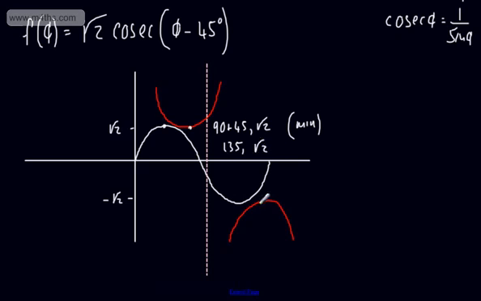Now let's look at this point here. It was here, and that is 270. That was the minimum of sine, the maximum of cosec, and that was minus root 2. So we've moved it on, so we're going to add the 45. So it's going to be 315, and then we're going to have now minus root 2. And this is a max.